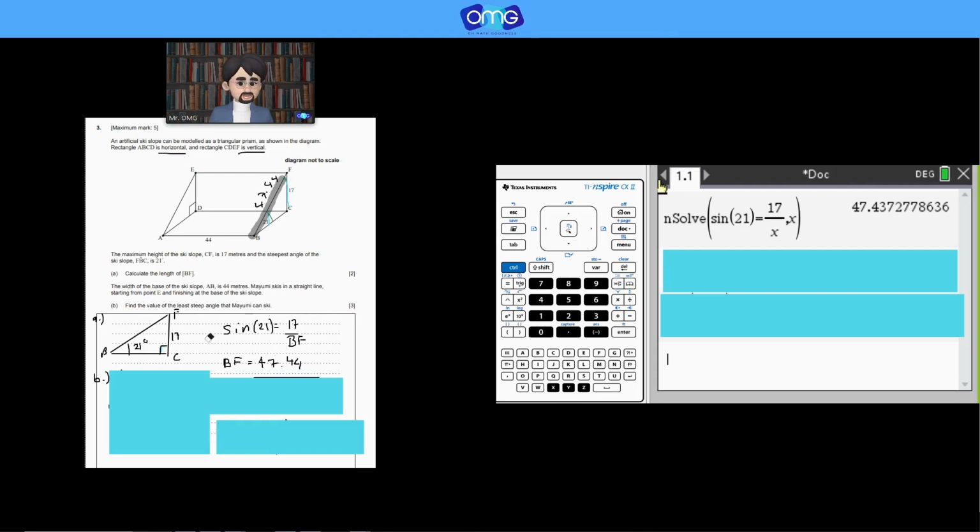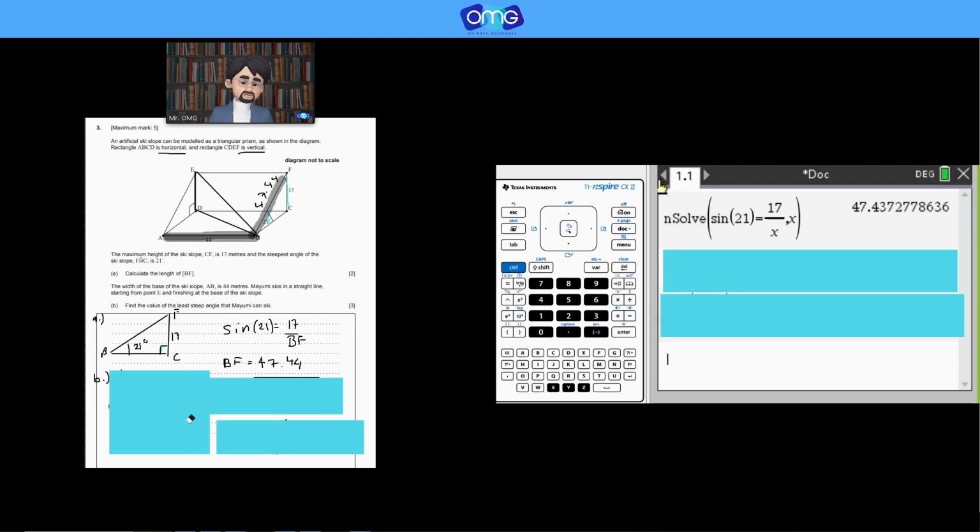The width of the base is 44 meters. This is the base of the ski slope. Mayumi skis in a straight line starting from point E and finishing at the base of the ski slope. AB is this base. Find the value of the least steepest angle. The least steepest angle is when this, right? This is the steepest, okay? Something lower than 21 degrees.